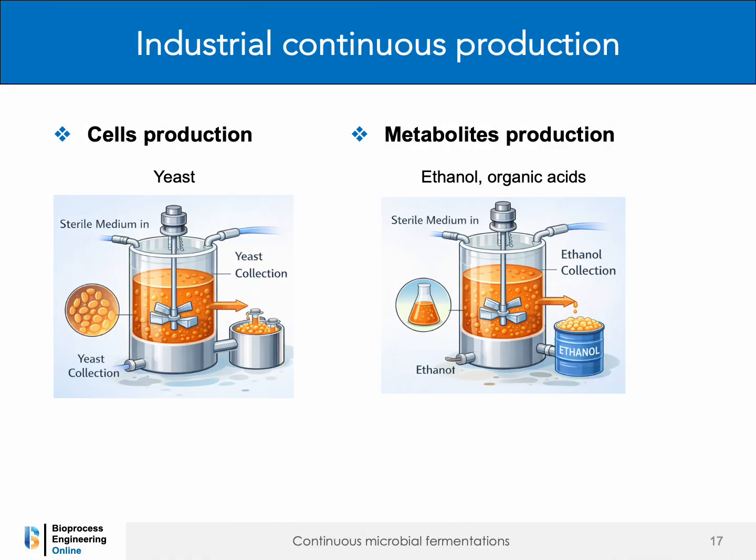Major industrial applications of continuous fermentation include the production of cellular biomass, particularly yeast cells, as well as the production of growth-associated metabolites such as ethanol and organic acids, for example, lactic and acetic acids. These processes are particularly well suited to continuous operation because they do not require stringent sterility conditions, allowing long-term and stable operation at industrial scale.